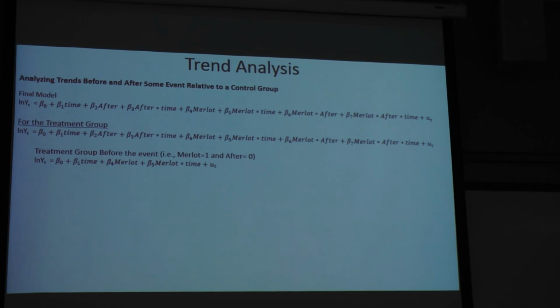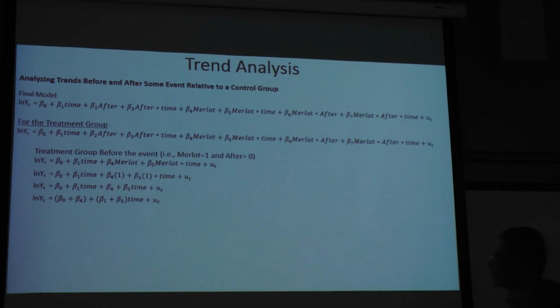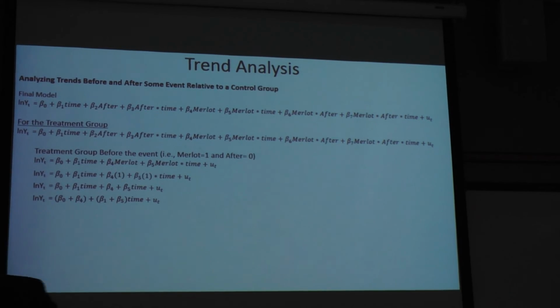Merlot is just a dummy, right? So those dummies are 1 because it is Merlot, the treatment group. And we end up with the intercept, we end up with this equation.